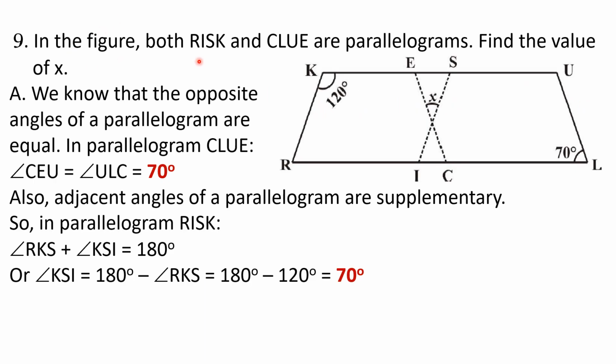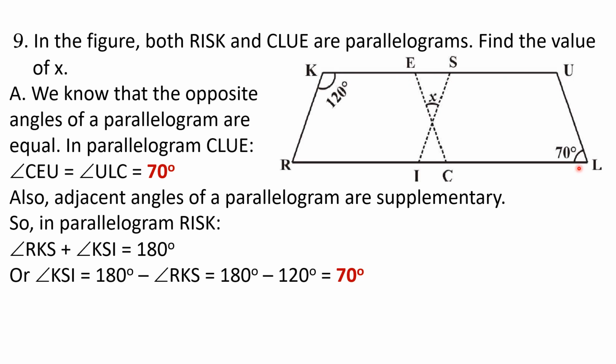Question number 9 is, in the figure both RISK and CLUE are parallelograms. Find the value of X. RISK, this one is a parallelogram, and CLUE, this is the other parallelogram. And you can see that these two sides, one is IS and another is EC, one side each of both the parallelograms, they are crossing each other. And where they are cutting, they are making an angle, and this angle we have to find out, which is shown as X. Angle K is given as 120 degrees and angle L is given as 70 degrees.